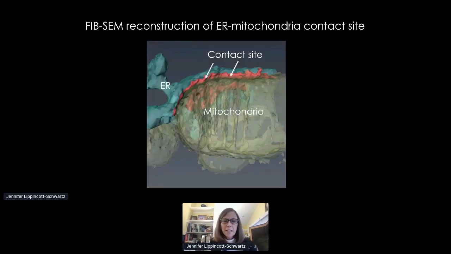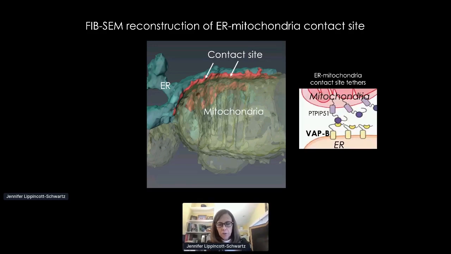Now, if we zoom in and look at these contact sites by FIB-SEM as shown here, you can see that they are very intimate connections between the ER and the organelle that it's contacting, in this case, the mitochondria. And that's mediated by specific tethering factors. One particular tethering factor that plays a very important role in tethering ER with different organelles are members of the VAP family proteins. And VAP-B in particular can reach across and make contact with particular proteins, in this case, PTPIP51, in the mitochondria.